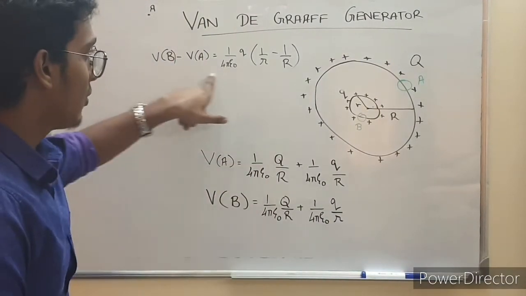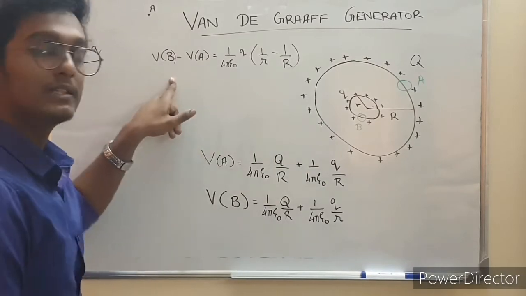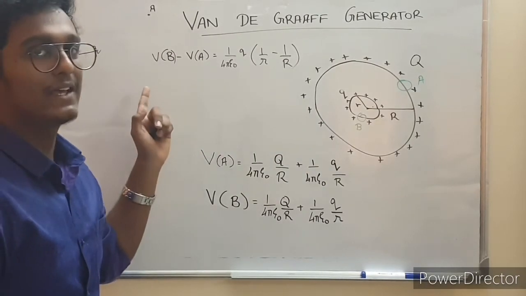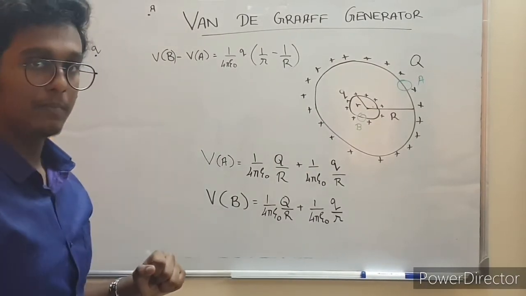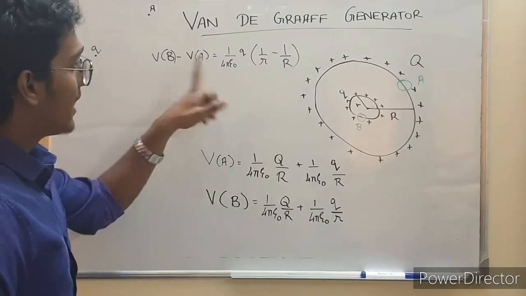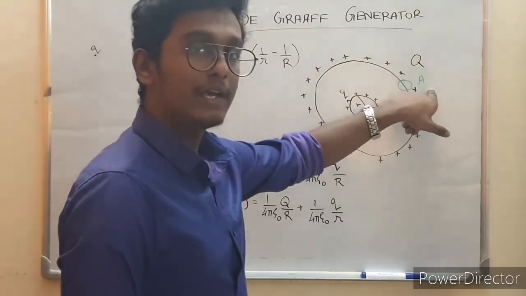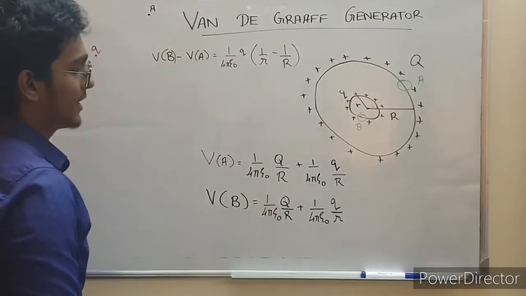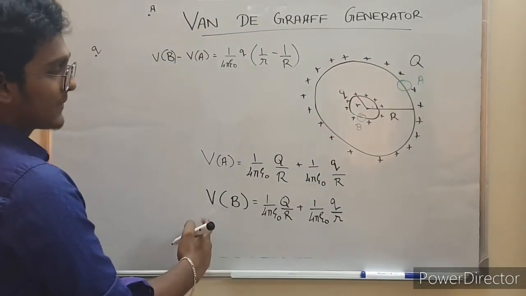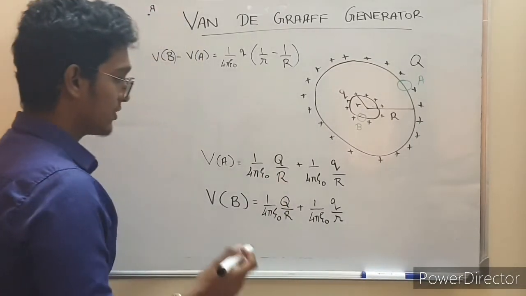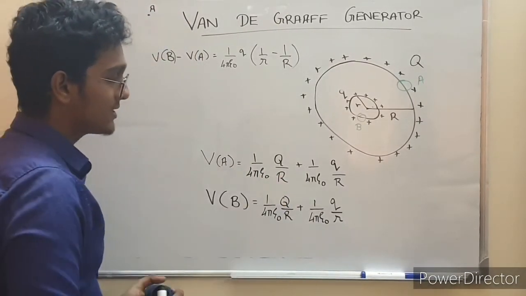If this is a positive quantity, which means potential at B is a higher quantity. It has higher potential at point B than at point A. But if this is a negative quantity, which implies that A is at a higher potential. So let's see if it's positive or negative. You can note this down, and again I'll just go quickly about how we found these points.